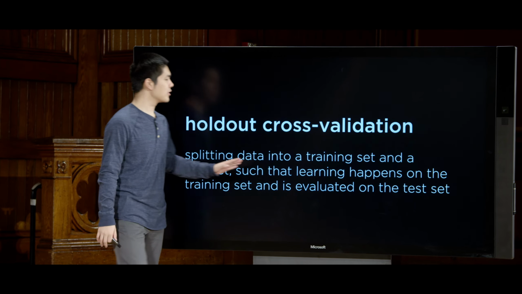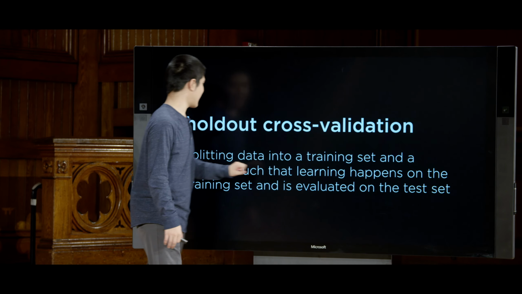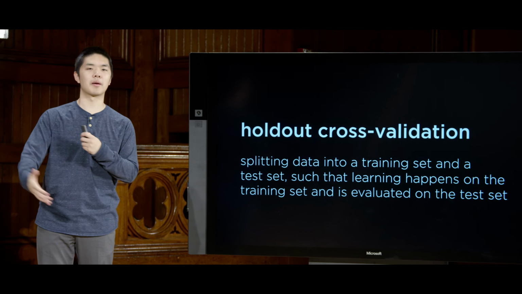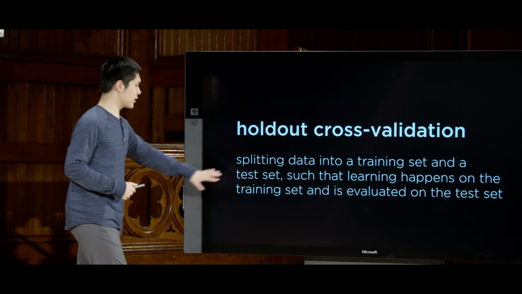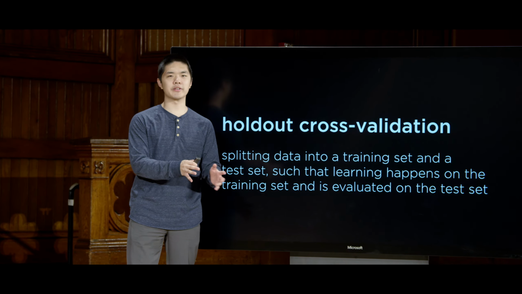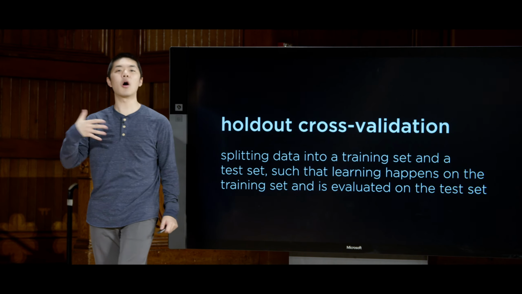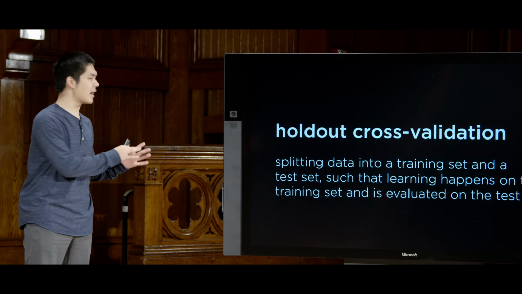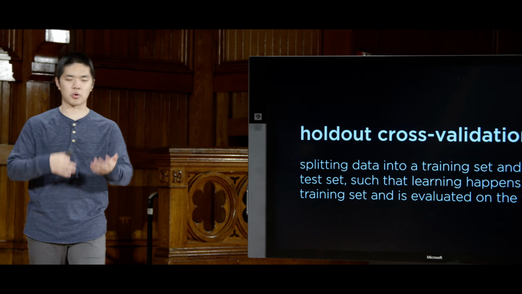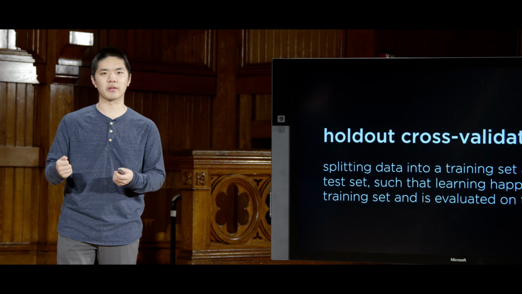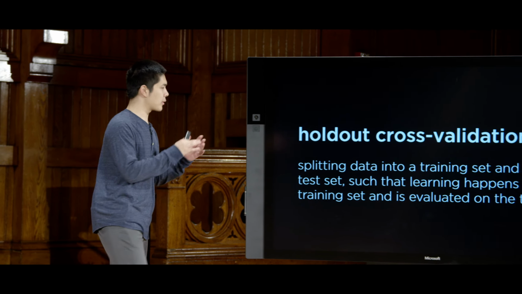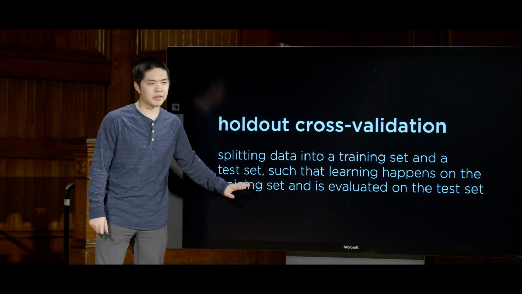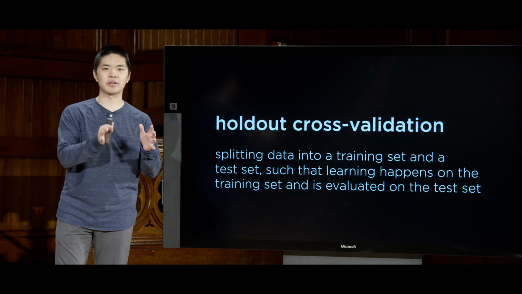where in holdout cross-validation, we split up our data. We split up our data into a training set and a testing set. The training set is the set of data that we're going to use to train our machine learning model. And the testing set is the set of data that we're going to use in order to test to see how well our machine learning model actually performed. So the learning happens on the training set. We figure out what the parameters should be. We figure out what the right model is. And then we see, all right, now that we've trained the model, see how well it does at predicting things inside of the testing set, some set of data that we haven't seen before.